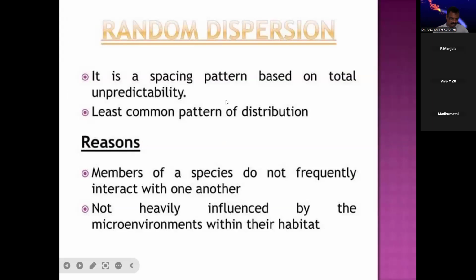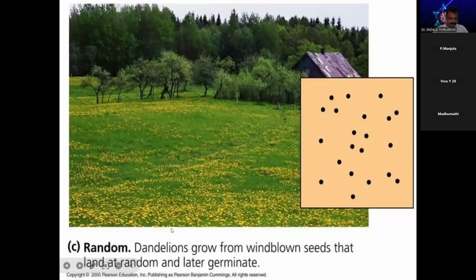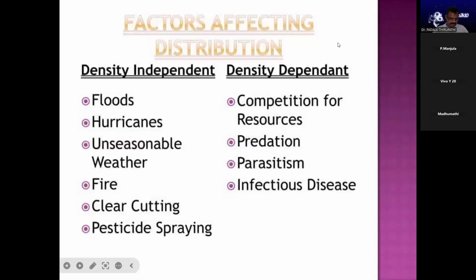Another one is random dispersion. It is a spacing pattern based on total unpredictability. It is the least common pattern of distribution. Here they are spaced irregularly, because the members of the species do not frequently interact with one another and are not heavily influenced by microenvironments. An example is dandelions. They grow from wind-blown seeds, so they grow irregularly.